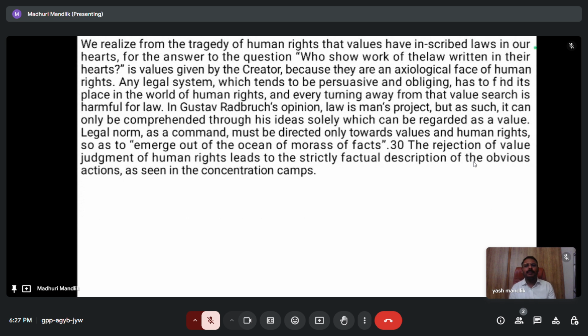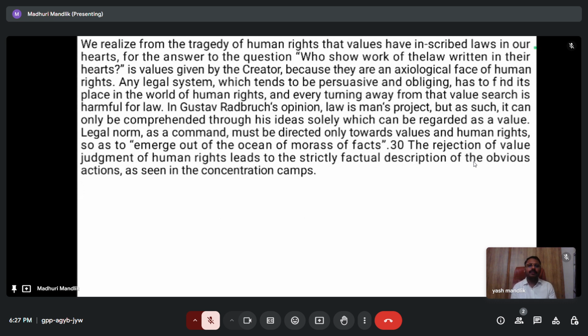We realize from the tragedy of human rights that values are inscribed in the law's heart. The answer to the question of who showed the work of the law written in the hearts is the value given by the creator, because there is an axiological face of human rights. Any legal system which tends to be persuasive and obliging has to find its place in the world of human rights, and every turning away from that value search is harmful for law.